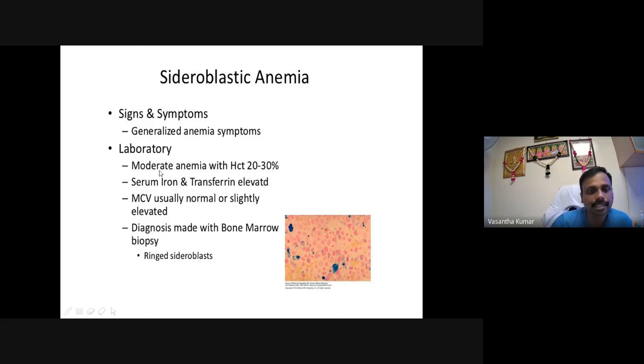So these patients present with moderate anemia with hematocrit ranging between 20 to 30%. The serum iron and transferrin are elevated. MCV is usually normal or slightly elevated. Diagnosis is usually made with bone marrow biopsy. You can appreciate in the slides that there will be ringed sideroblasts.